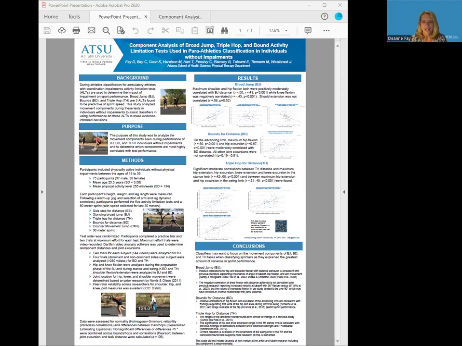I'm Deanne Fay. I'm an international classifier with World Parathletics and a professor of physical therapy at A.T. Still University in the United States. Today, myself, along with my colleagues listed here, would like to present to you our research poster titled Component Analysis of Broad Jump, Triple Hop, and Bound Activity Limitation Tests used in Para-Athletics Classification in Individuals Without Impairments.